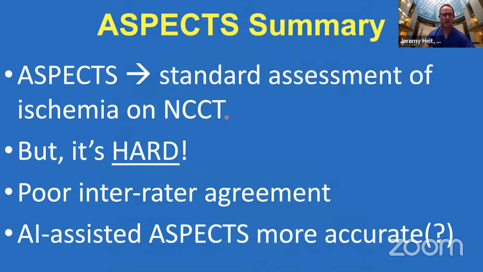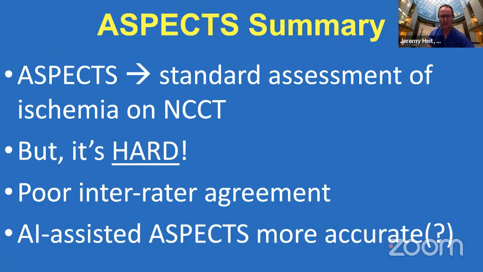The good thing about ASPECTS is it does standardize our assessment of brain injury, and it really is hard. And I really can't emphasize this enough. You can take very good experienced neuroradiologists, very good experienced neurointerventionalists, and again, everyone disagrees when you look at these pictures. It's subjective, it's challenging, and that leads to this poor inter-rater agreement. I do think it'll be interesting to see if artificial intelligence assisted ASPECTS is more accurate. There are some emerging data that suggests that it is, and that may help us standardize our assessments a little bit better.